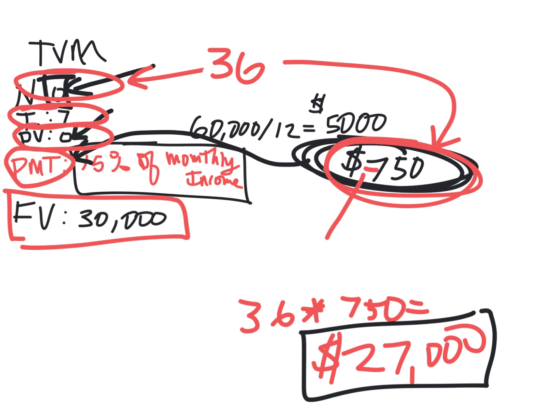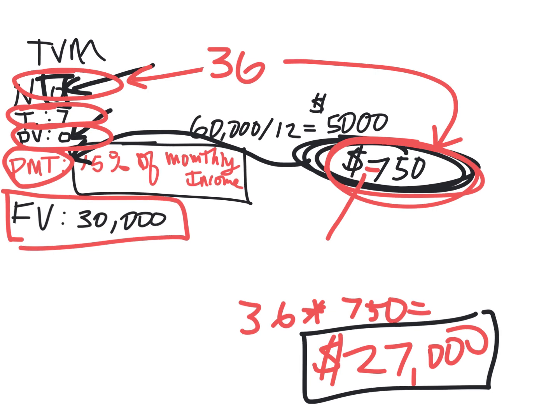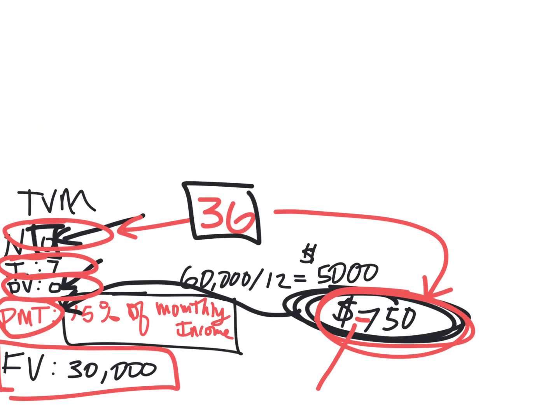So obviously the one way is cheaper, but how long did we have to wait? 36 months, which is 3 years. And so a lot of people are going to say, I don't want to wait 3 years.